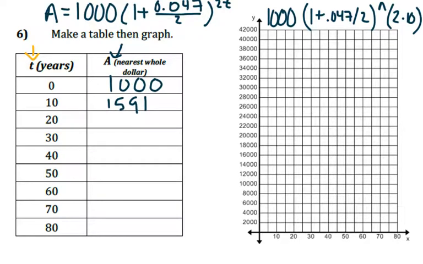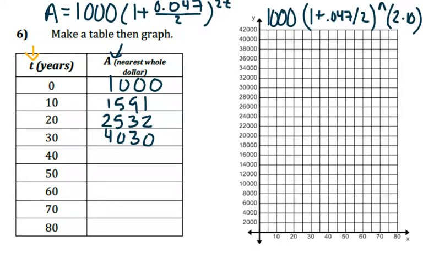And we're going to continue that process just as we did on the situation before this, where we just substitute in the T value, evaluate, get our A value, or the account balance. So after 20 years, the account balance would be $2,532 when we round to the nearest dollar. When we substitute in 30, we're saying after 30 years, our account balance would be $4,030.